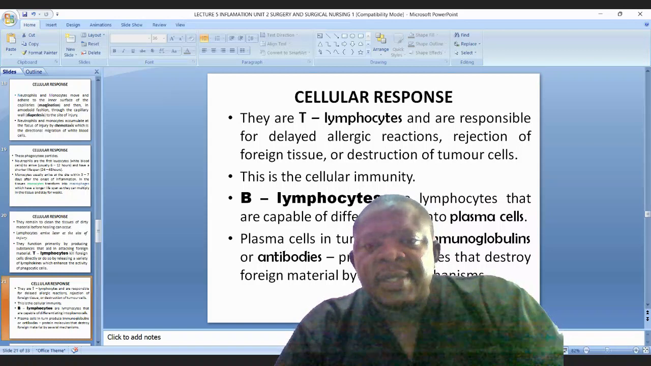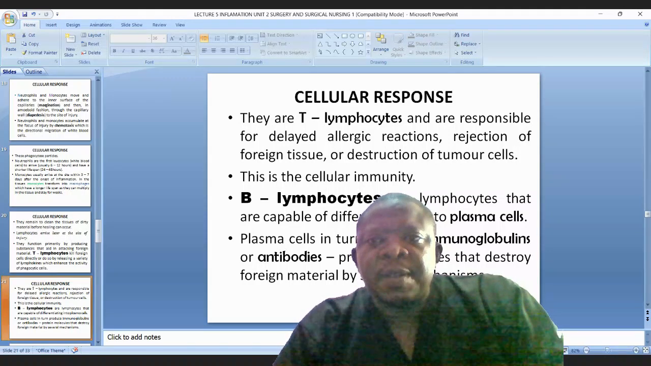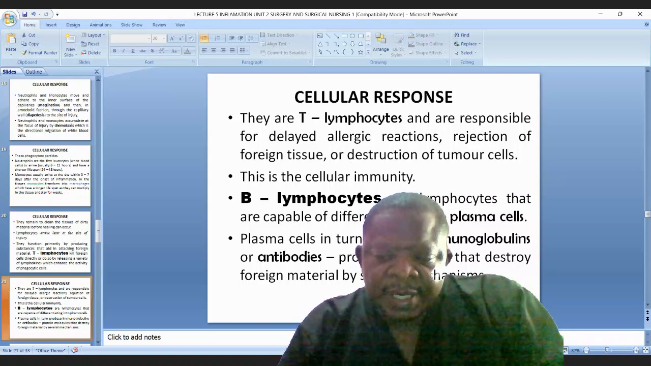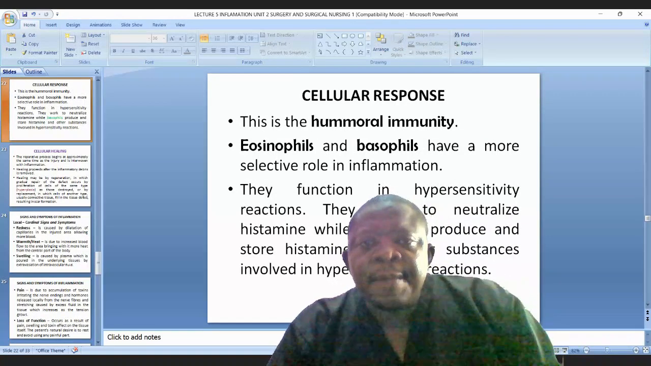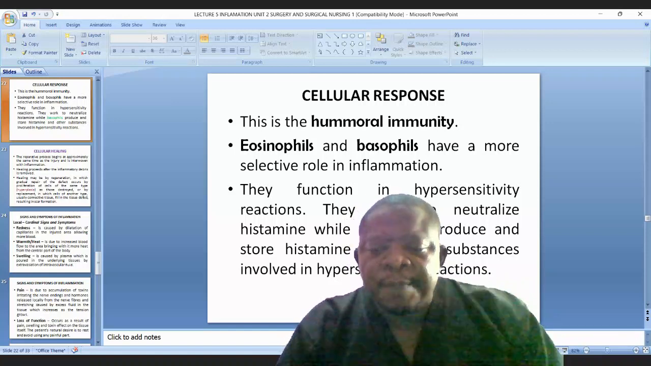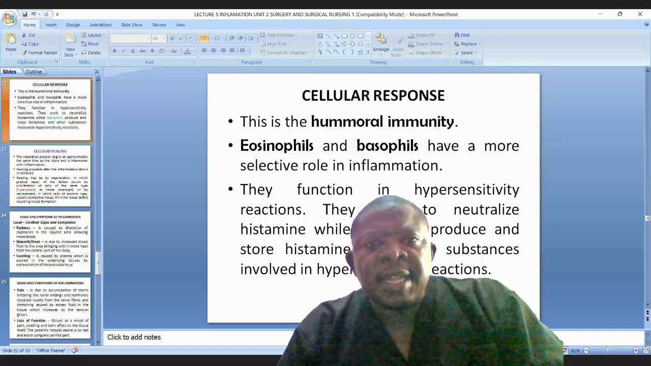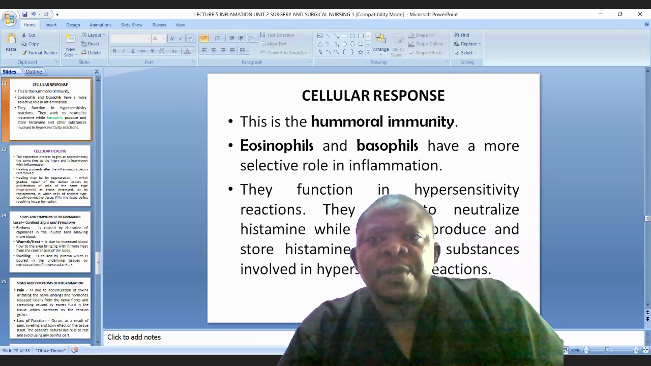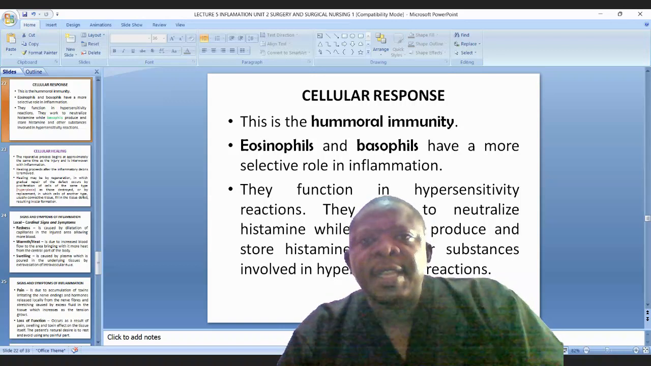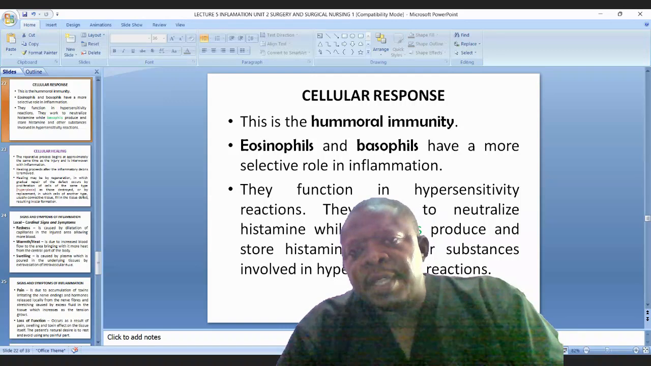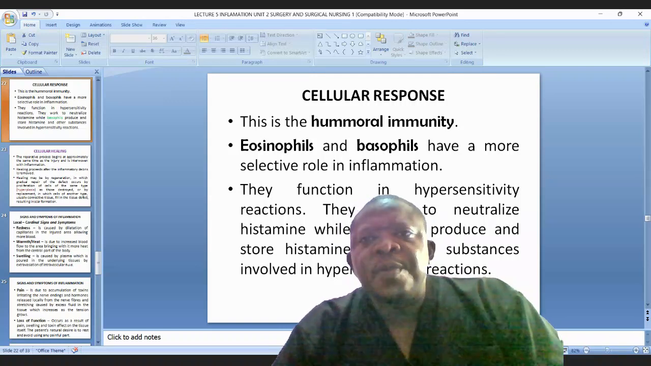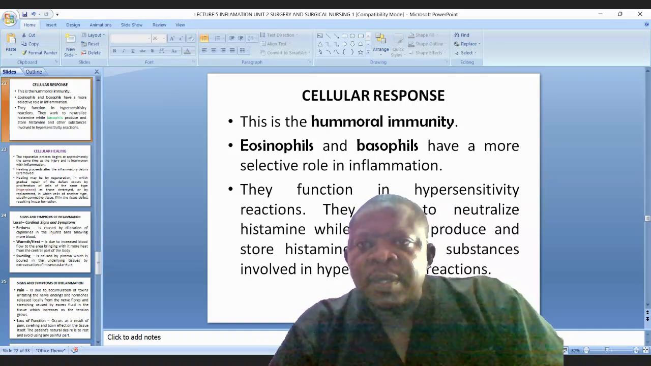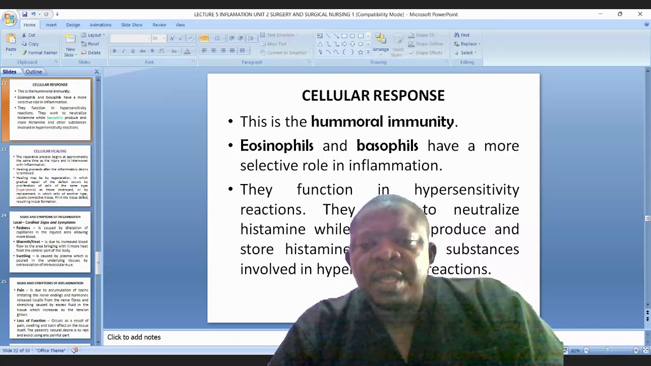Okay, then apart from the B lymphocytes and lymphocyte response, we also have humoral immunity response in the inflammatory healing process. In the humoral immunity, we mostly talk about eosinophils and basophils that have a more sensitive role within the process of inflammation. So they function in hypersensitivity, that is eosinophils, and then basophils produce and store histamine and other substances that are involved in hypersensitivity reactions.